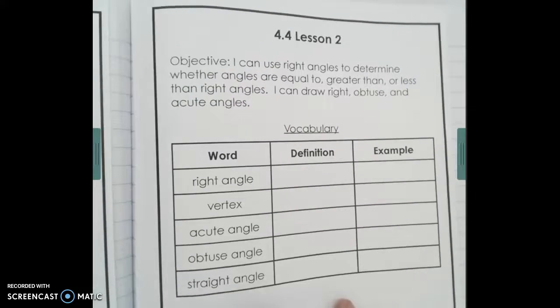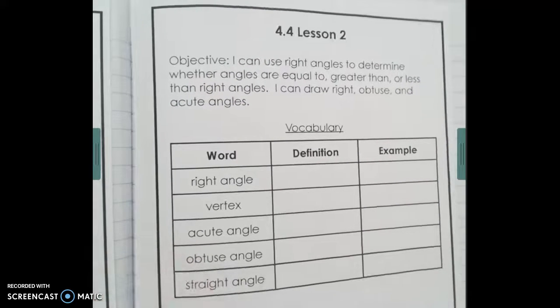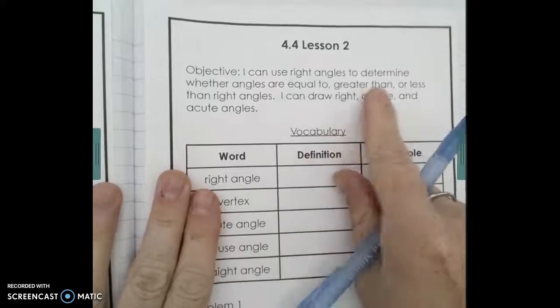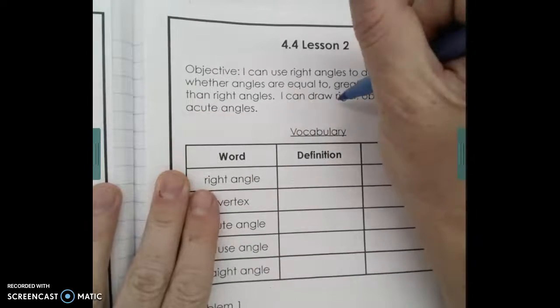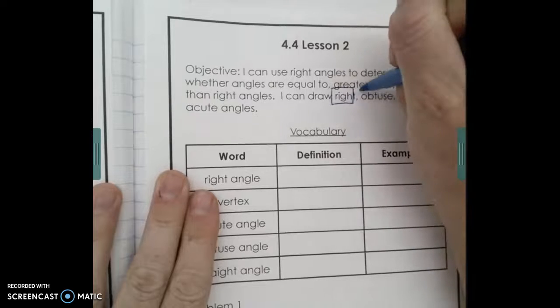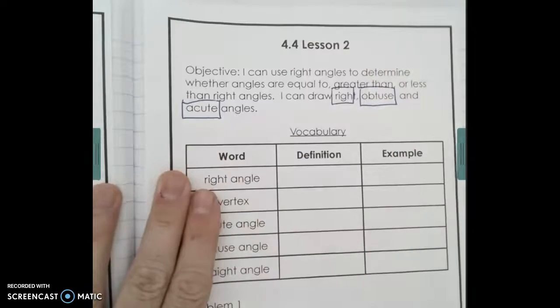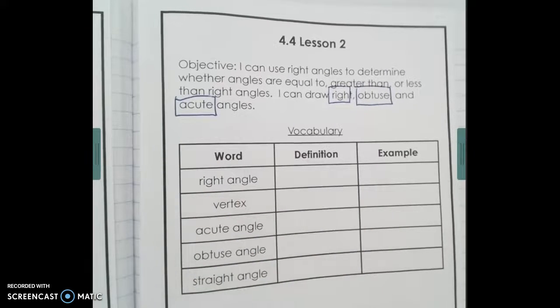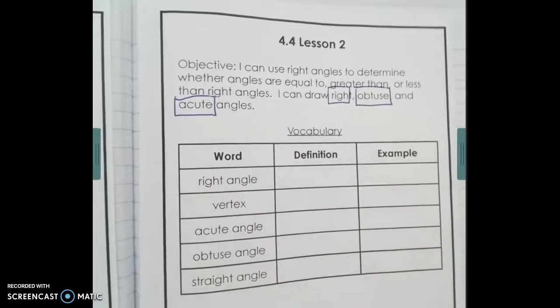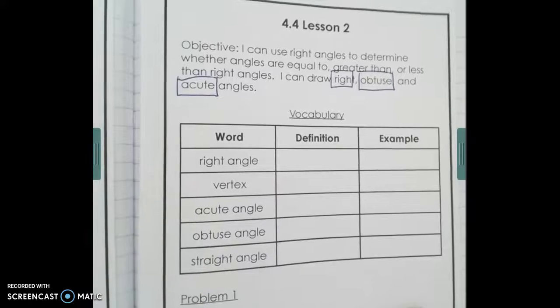Right, we are on 4.4 lesson 2, and it says I can use right angles to determine whether angles are equal to, greater than, or less than right angles. I can draw right, obtuse, and acute angles. So these are our key vocab today: right angle, obtuse angle, and acute angle. That's what we want to learn by the end of this. So we're going to fill in our definitions and then examples of what these words are.